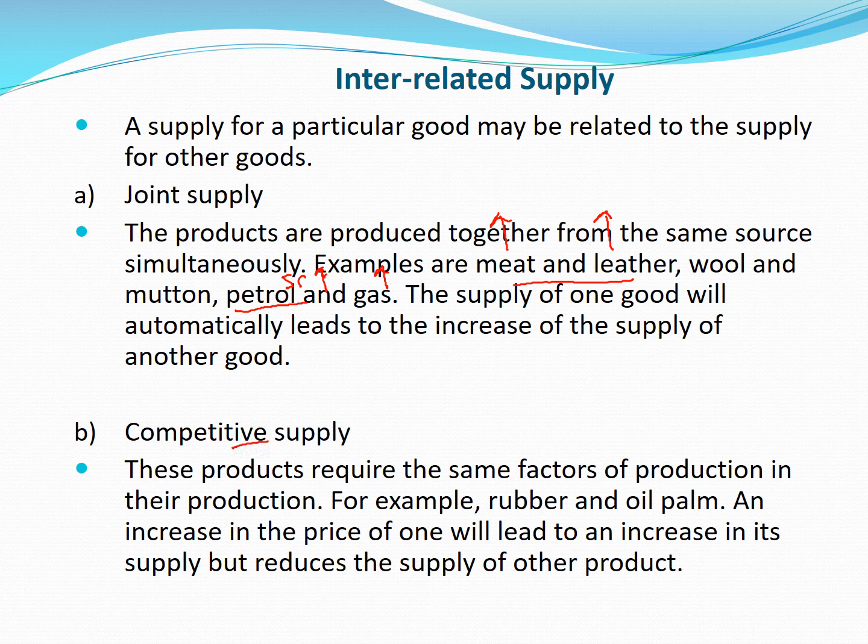Competitive supply: these are products that use the same input factor of production, for example, rubber and oil palm. So the input is just the same. If there is an increase in rubber, so you produce more rubber, you will not produce oil palm.